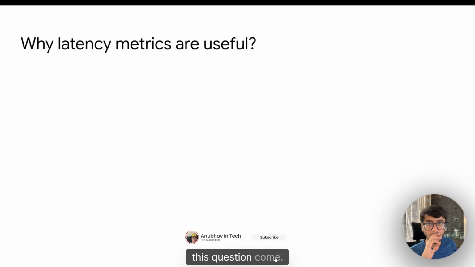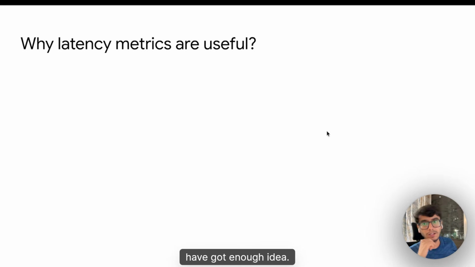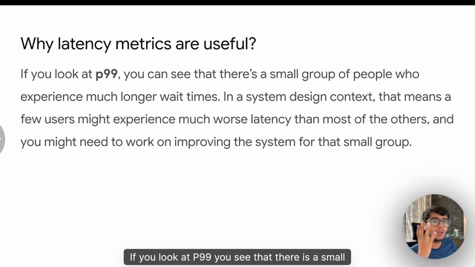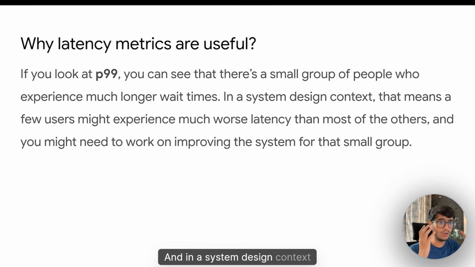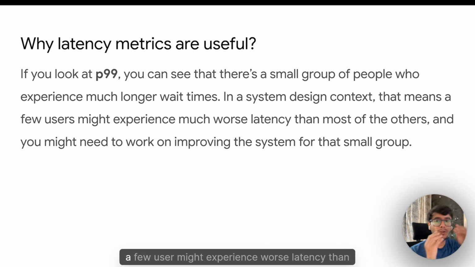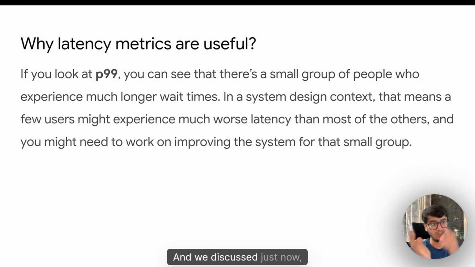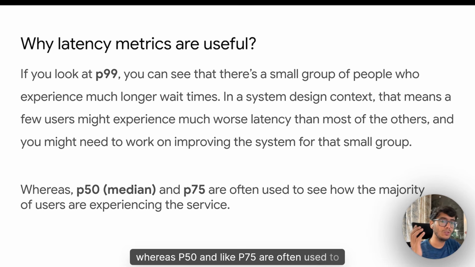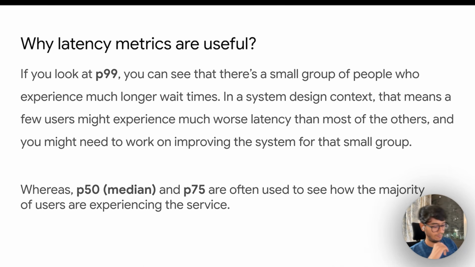And then this question comes: why are latency metrics useful? If you look at P99, you see that there is a small group of people who experience much longer wait times. In a system design context, that means a few users might experience worse latency than most of the others, and you might need to work on improving the system for that small group. We discussed that just now. Whereas P50 and P75 are often used to show how the majority of users experience the system, like 50% and 75%. Perfect.